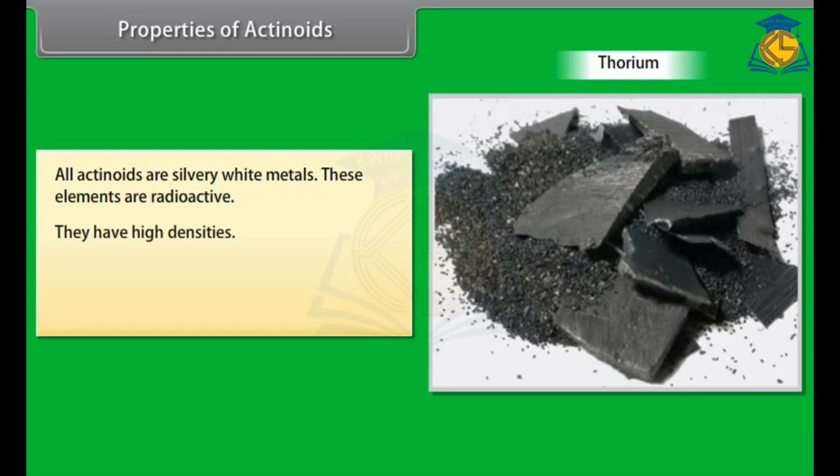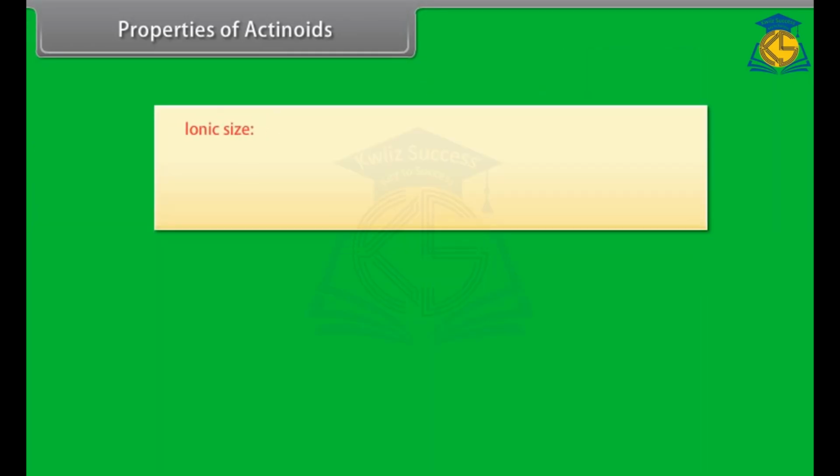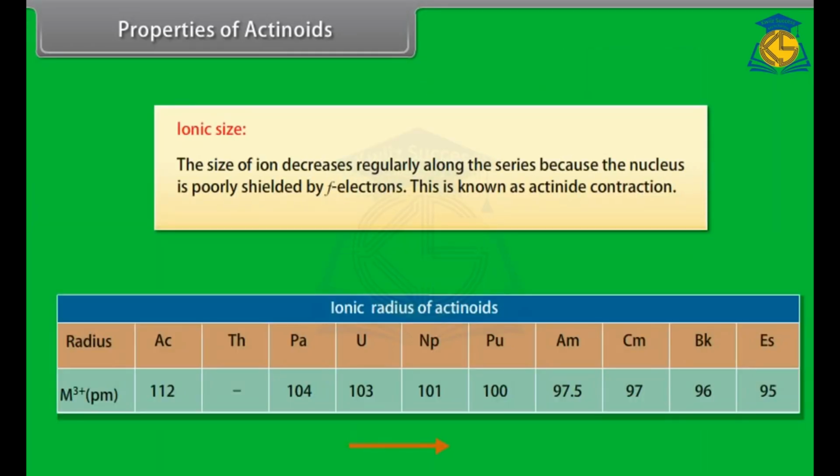They have high densities. Their melting points are moderately high but are considerably lower than those for transition elements. Ionic size. The size of ion decreases regularly along the series because the nucleus is poorly shielded by f electrons. This is known as actinide contraction.